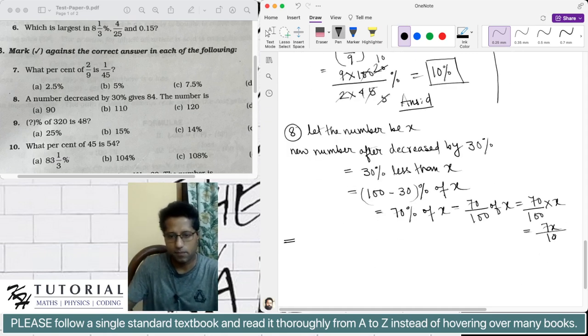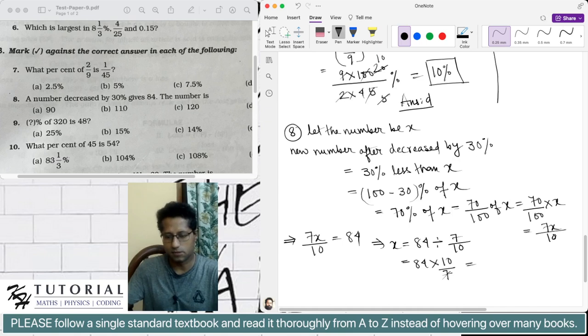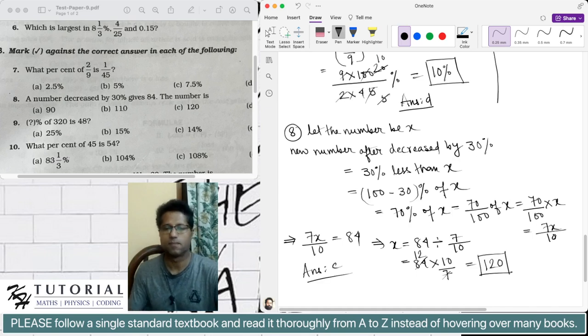Now it is given that after 30% decrease, the number becomes 84. So we can say 7x by 10 is equal to 84. So this implies x will be equal to 84 divided by 7 by 10. This is equal to 84 multiplied by 10 by 7, and 7 cancels 84 with 12. So this is equal to 120. So the number is 120, and hence the correct choice is C. C is the correct choice.